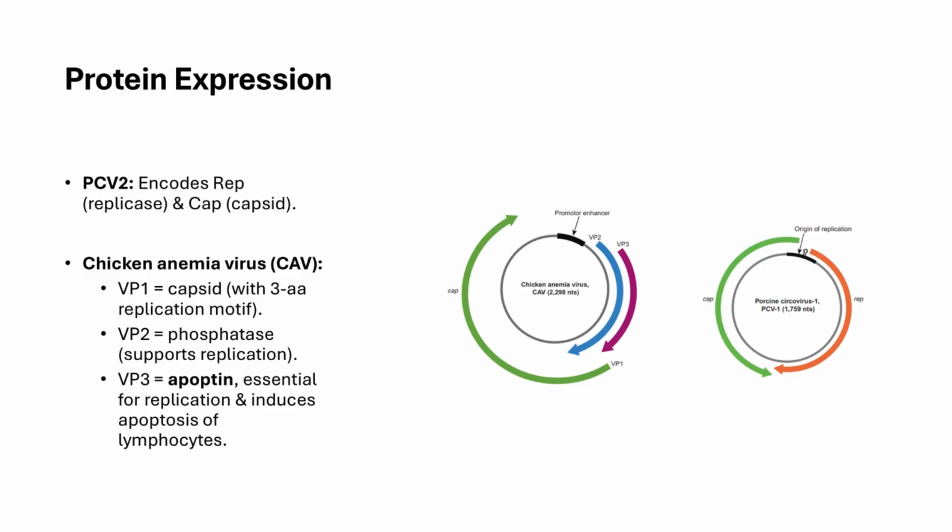CAV expresses three important proteins: VP1, VP2, and VP3. VP1 is the capsid protein, and it contains a unique 3-amino acid replication motif that is essential for proper viral replication. VP2 functions as a phosphatase, and it supports the replication process by assisting the correct folding and activity of VP1. And finally, VP3, also known as apoptin, is one of the most critical viral proteins. VP3 is essential for viral replication and is responsible for inducing apoptosis in lymphocytes, particularly T cells, a hallmark of chicken anemia virus pathogenesis. Together, these proteins coordinate replication, immune evasion, and disease progression.